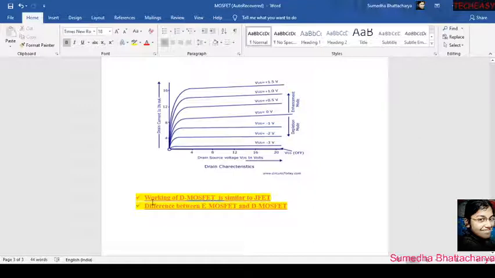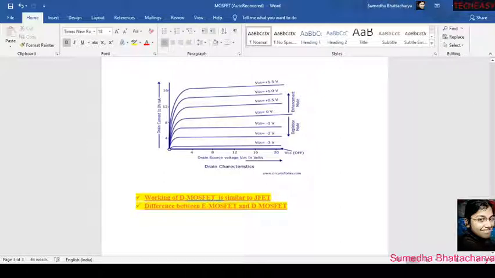Now, the basic points we have already discussed: the working of d-MOSFET is similar to JFET. I hope you have understood that, and the difference between e-MOSFET and d-MOSFET. The most important difference is that in enhancement type MOSFET, no channel is created; we have to create the channel by increasing the value of VGS. But in d-MOSFET, the n channel is already created. So with VGS equal to 0, the current will also pass with the increasing value of VDS between drain and source, right? So this is today's lecture.